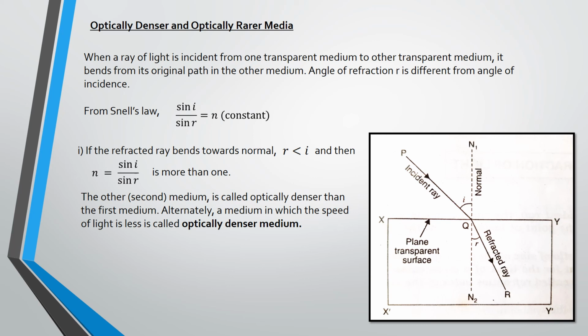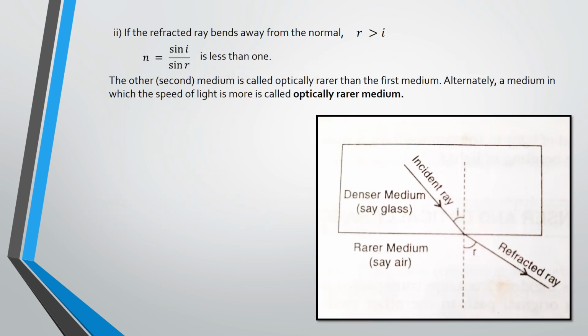Second case, if the refracted ray bends away from the normal, then as in the picture, the angle of refraction would be greater than I. So n equals sin I by sin R would be less than 1. The second medium is called optically rarer than the first medium. Alternately, a medium in which speed of light is more is called optically rarer medium.